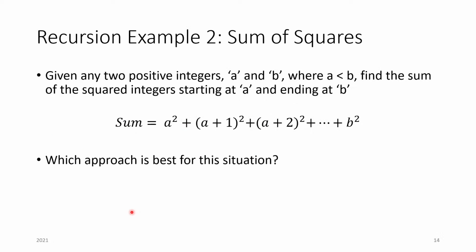Alright, so for our second recursion example, we start with any two positive integers a and b, where a is always less than b. We need to find the sum of the squared integers starting at a and ending at b. So remember, a is always less than b, so we start with a as our least value and square it. Then we go a plus 1, square that, add that result, plus a plus 2 squared, add that result, and we keep on going all the way up to b squared.